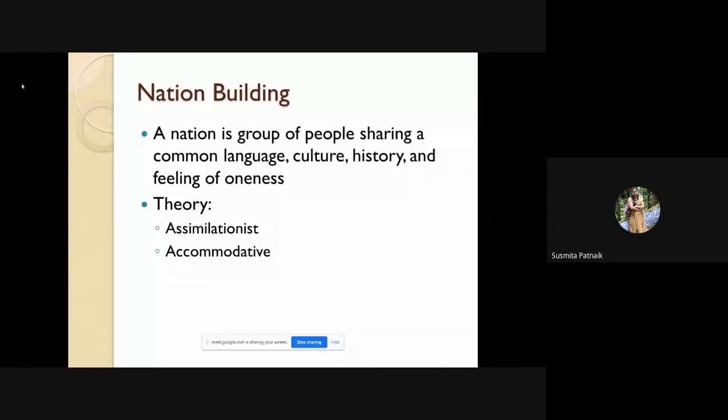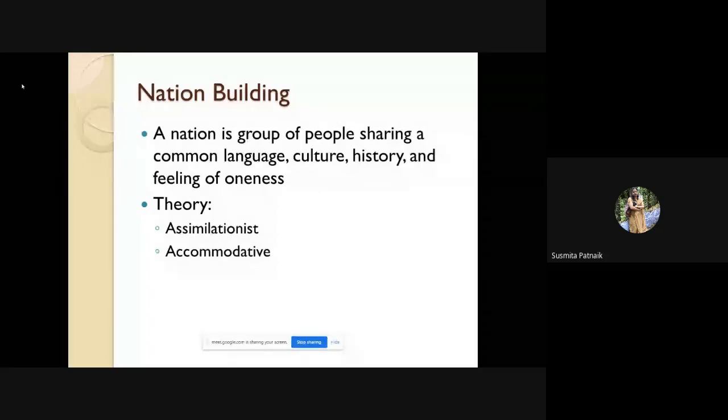There is a feeling of oneness. There is a feeling of unity. Then the next thing is the theory. There are two theories of nation building. One is called the assimilation theory, and the second one is called the accommodative theory. The first one is the assimilation theory, and the second one is the accommodative theory.